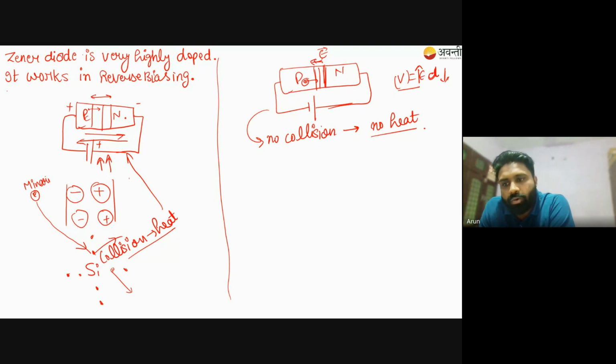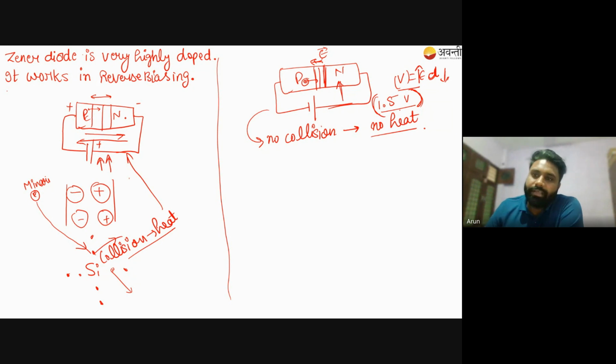Okay, but it will also act only up to some limit, no? For some reason, if the range is, say, 1.5 volt for the depletion width, and you exceed this 1.5 volt, then this will behave as a normal diode and it will burn out. Okay, so you will have to keep this in mind. The external voltage cannot exceed the barrier potential.